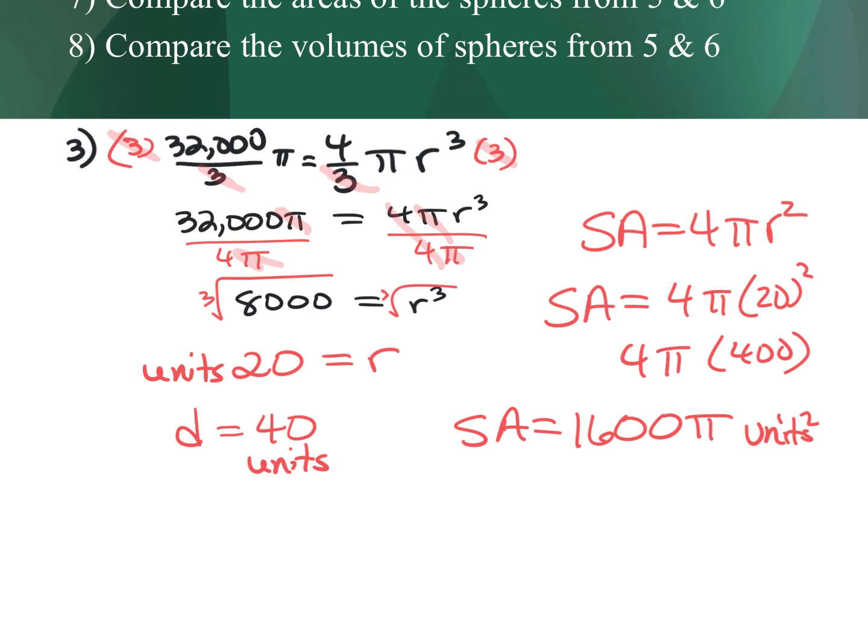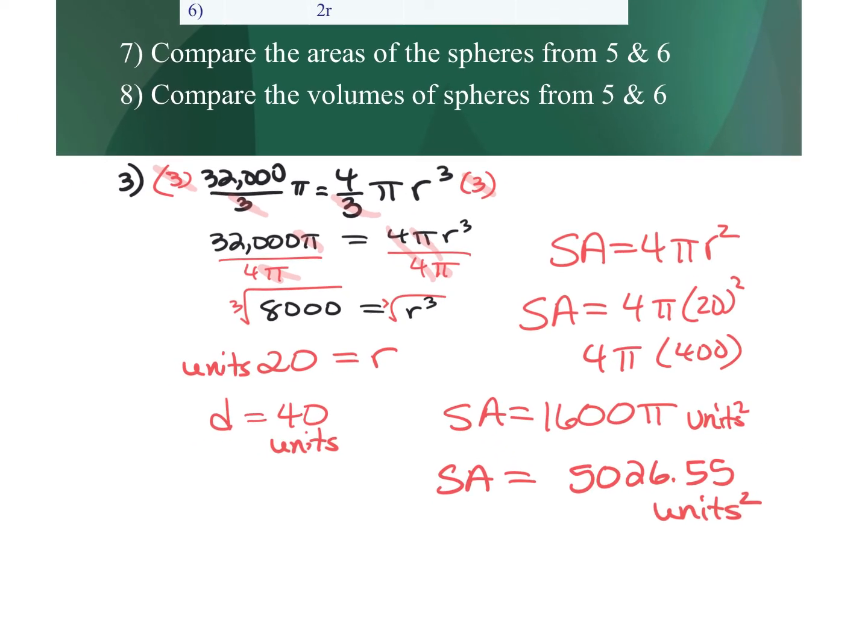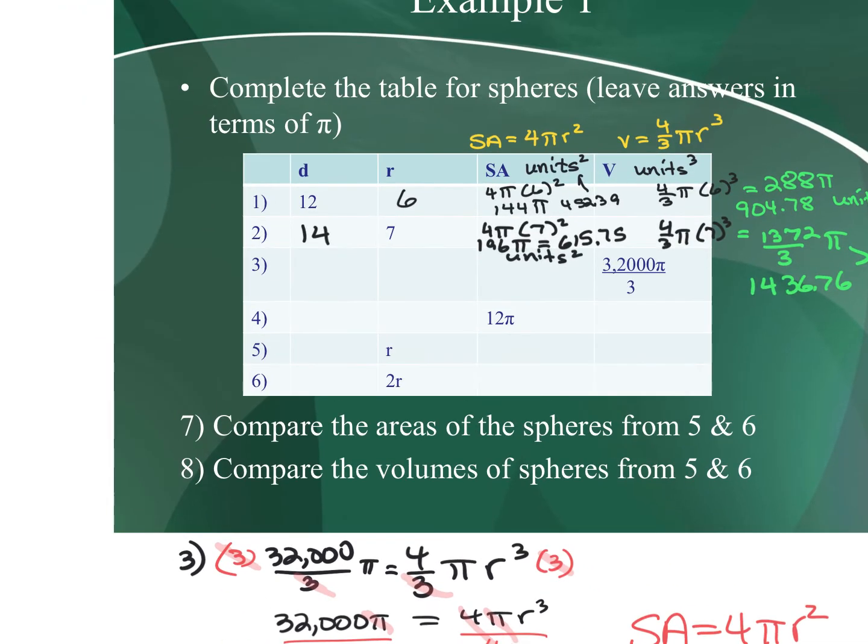And then if I wanted to round my surface area to the hundredths place, 1600 times pi gives me 5,026.548, so 0.55. And again, this one is also units squared. For number 4, what was given to me was the surface area. So I needed to fill in the rest. So up here, I could fill in for number 3. My diameter for number 3 was 40. The radius was 20. And then here was just 1600 pi. And then the decimal is down at the bottom.